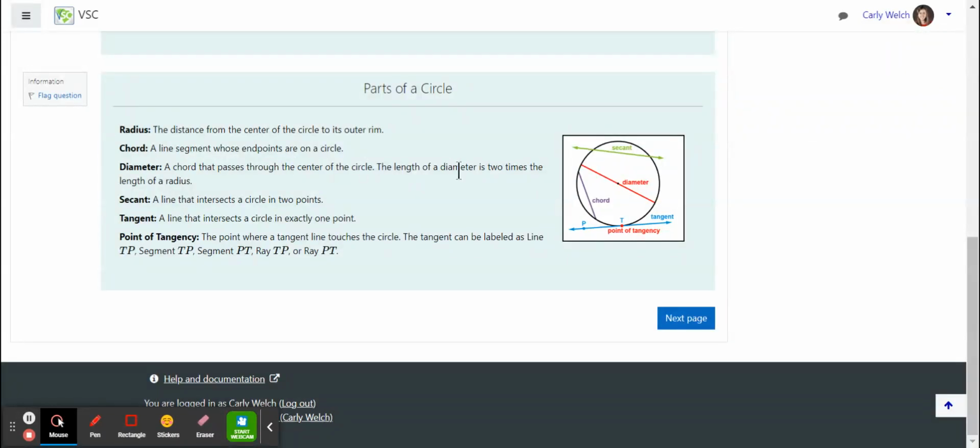Different parts of the circle. Your radius is the distance from the center of the circle to its outer rim. It's half the diameter. A chord is a line segment whose endpoints are on the edges of the circle. A diameter is a chord that passes through the center of the circle, so the length of the diameter is twice the radius. A secant is a line that intersects a circle at 2 points. And a tangent is a line that intersects a circle at exactly 1 point, and where that intersects is called its point of tangency.